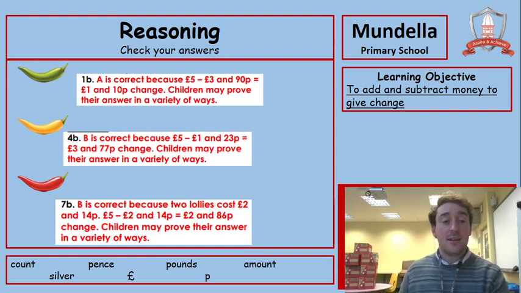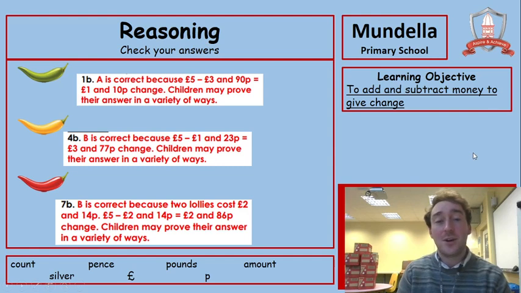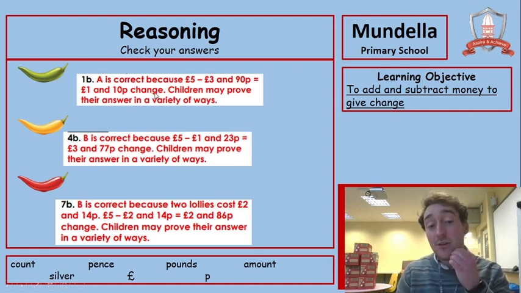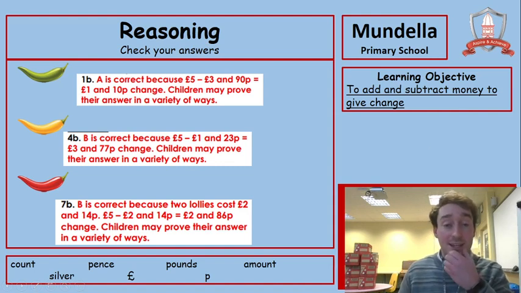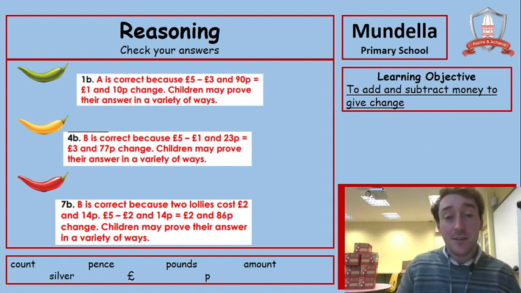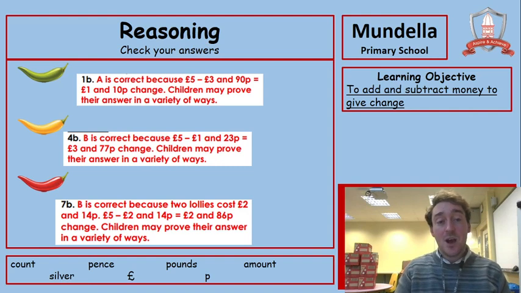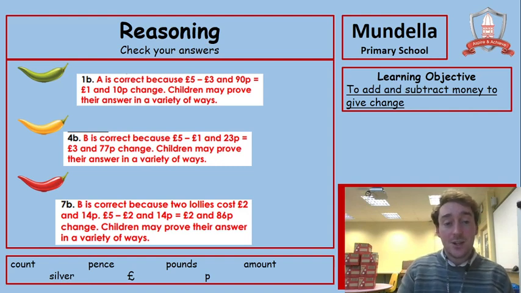Okay, just check that. Obviously with reasoning, the words that you write down won't always be the same as the answer here, especially when it says children may prove their answer in a variety of ways. You're not going to write that down, are you? But A is correct because 5 take away £3 and 90p equals £1 and 10p change. So you should have something along those lines. So just check those, go back if you need to, and then when you're ready, we'll move on to the problem solving. And we'll have a look at that in 3, 2, 1.